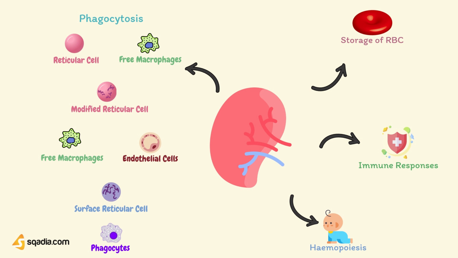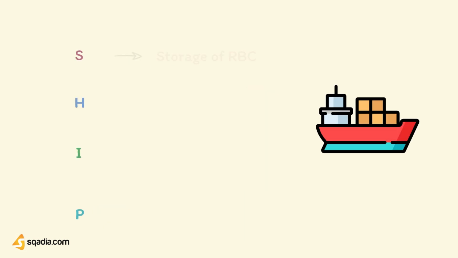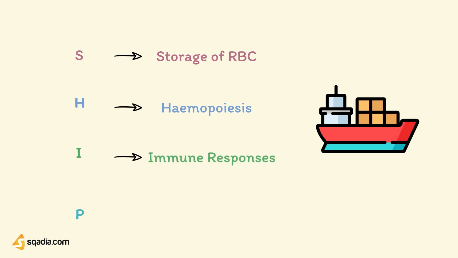Let's memorize it through an easy mnemonic. SHIP. S stands for storage of red blood cells. H stands for hemopoiesis. I stands for immune responses. And P stands for phagocytosis. So, this was all.